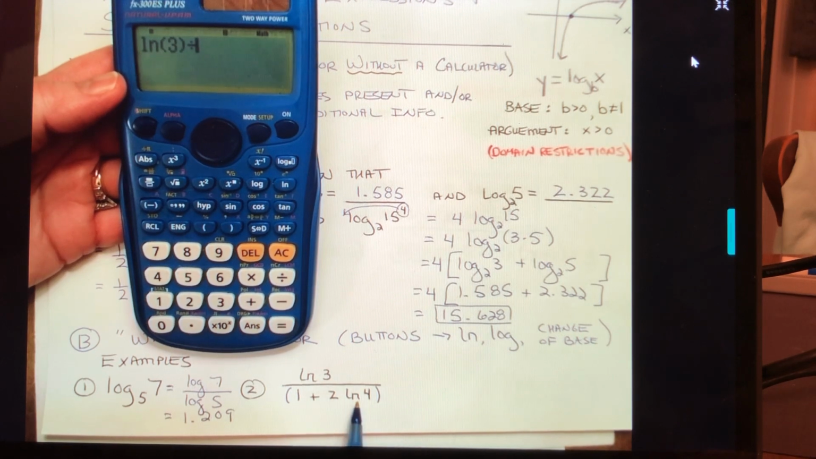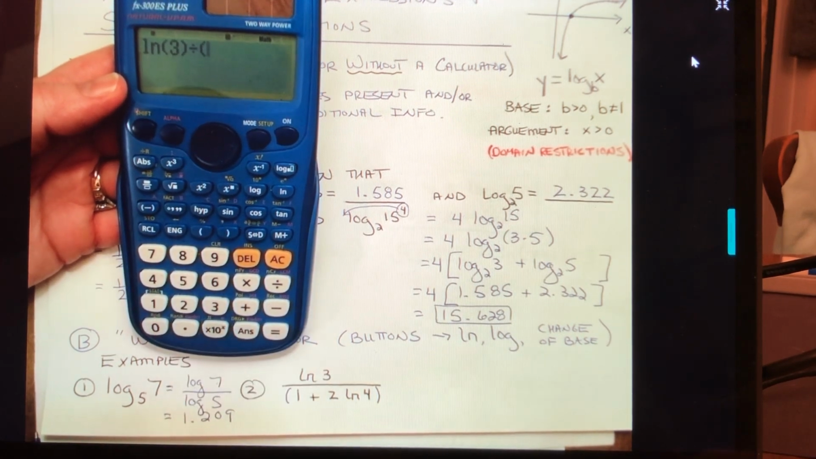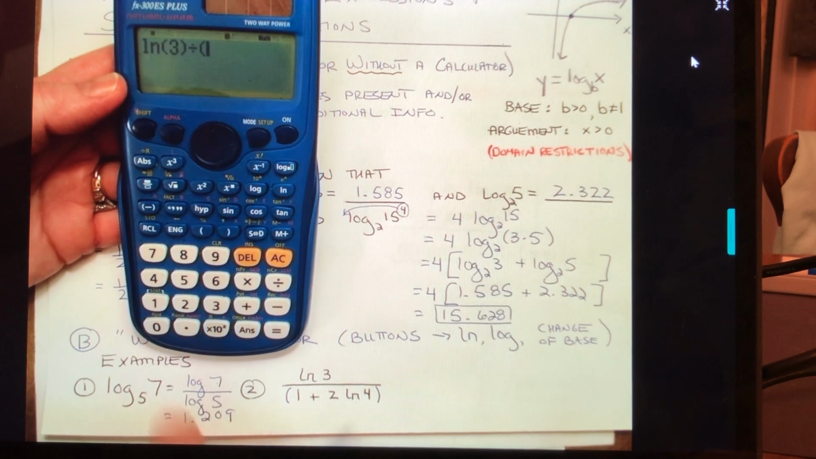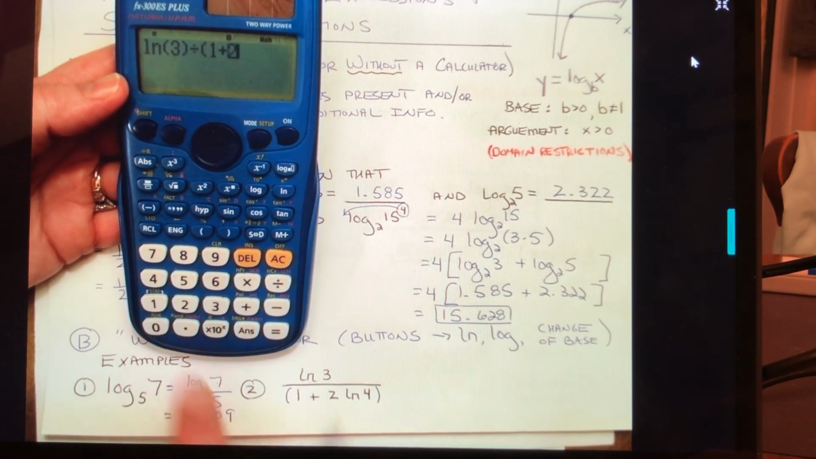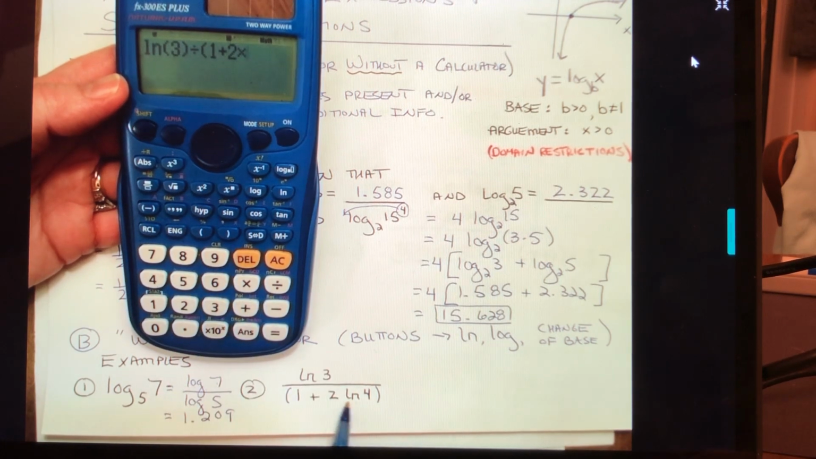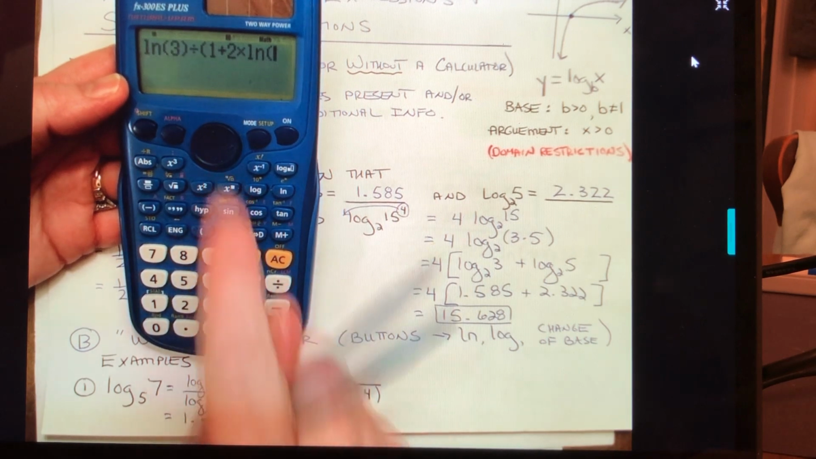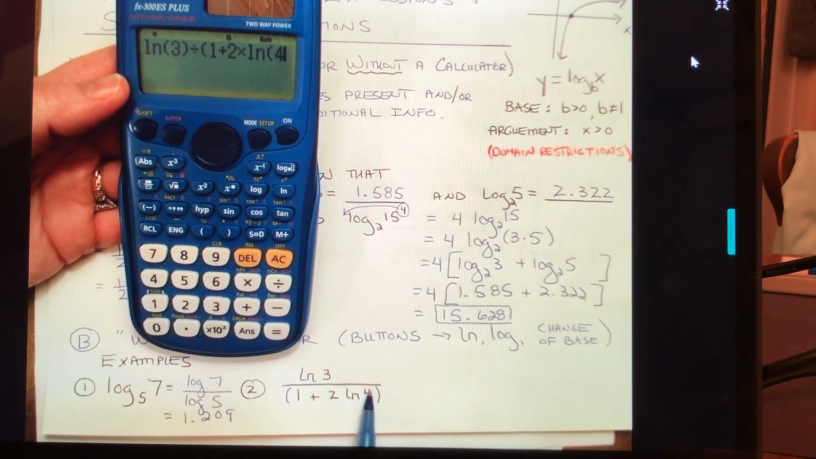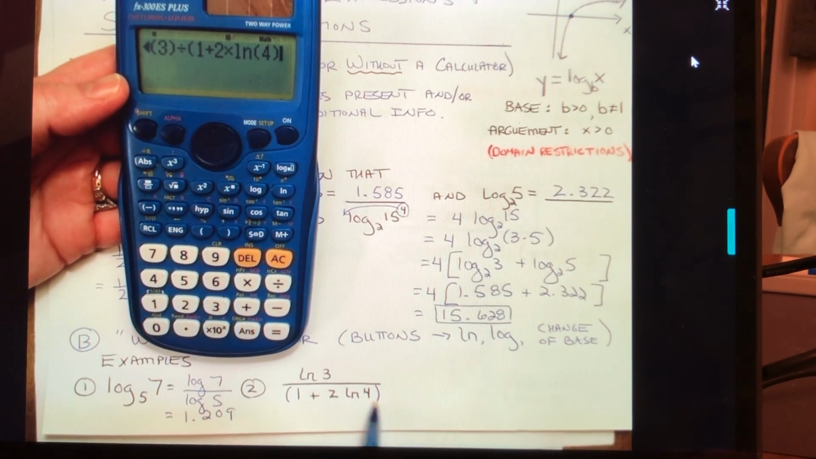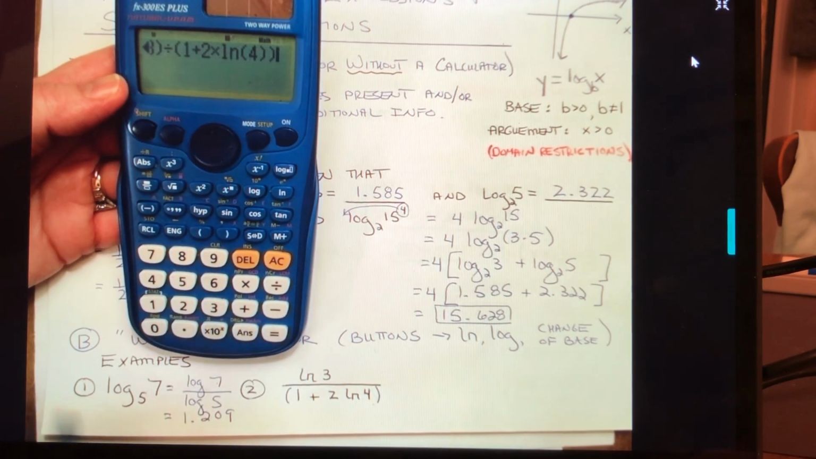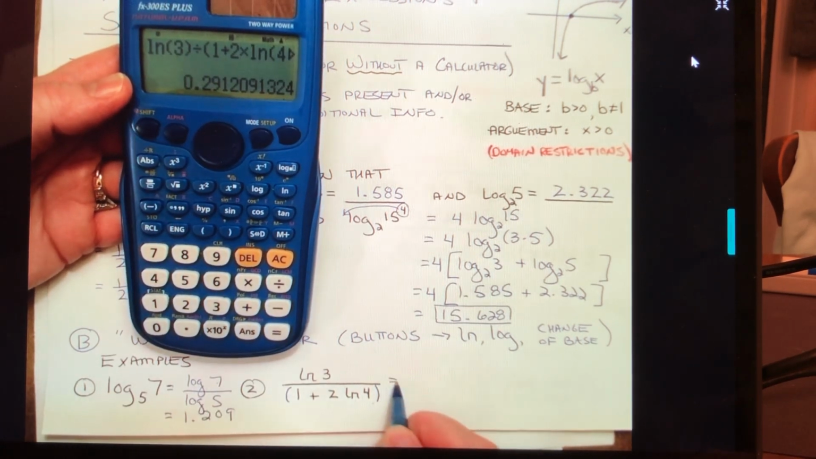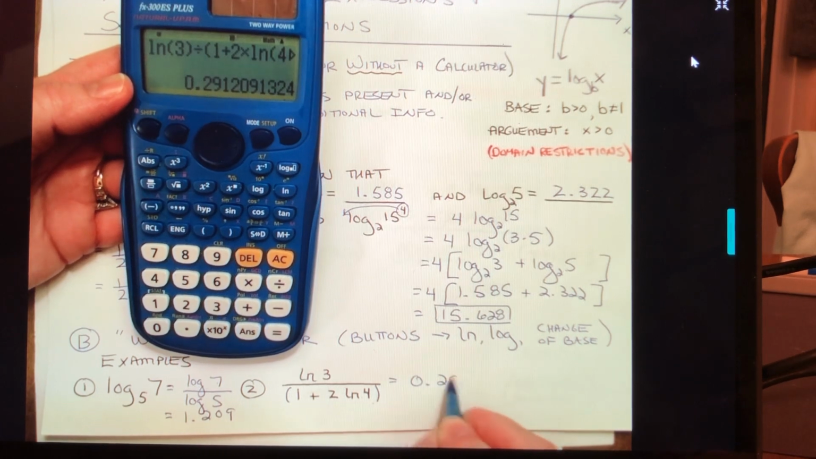So to enter this denominator, I'm going to enter a parenthesis so I can protect that, and then I'm going to do 1 plus 2 times the natural log. Again, it gave me the parenthesis for the 4, so I'm going to put a 4 there. Now I need to close that parenthesis out for the 4, and then I'm going to also close out that parenthesis to close out the denominator. And so if I hit enter, I find out that this equals 0.291.